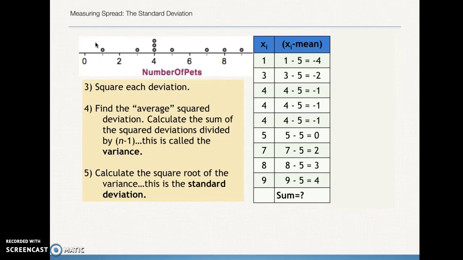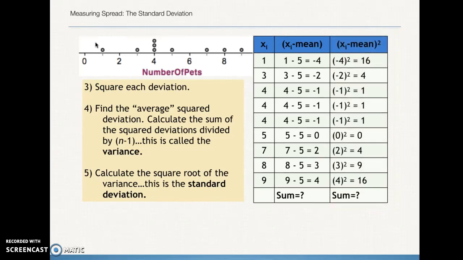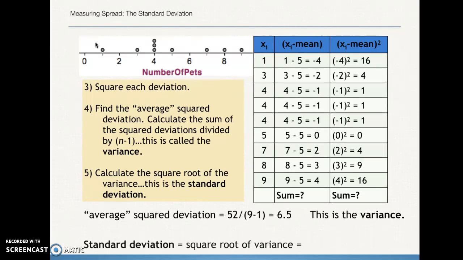So what we're going to do instead is square the differences. And after we square them, we're going to add them up. Then we're going to divide by n, the sample size, minus 1. And then we're going to square root the whole thing. The squared version is called the variance. The square rooted version is called the standard deviation. So we end up with 2.55, and it's the standard deviation for this data set.